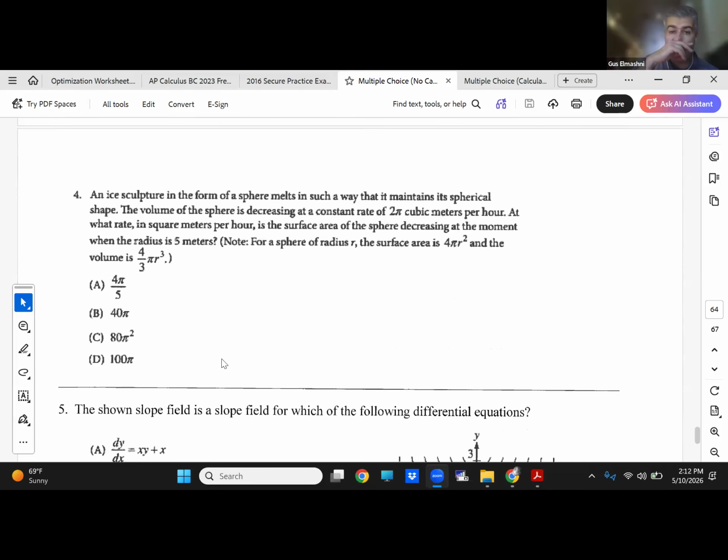So let's do a related rates question. That occasionally can show up. And how do I know it's related rates? Because they're asking at what rate is some geometric thing changing at a particular moment. And they give the volume of the sphere, by the way, and the surface area as well, is decreasing at a rate 2 pi cubic meters per hour. At what rate is the surface area changing?